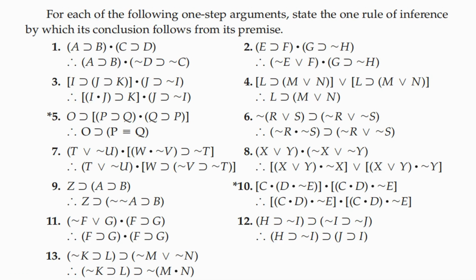Now let's try to solve this exercise. For each of the following one step argument, state the one rule of inference by which its conclusion follows from its premises. So again this is the premise and this is the conclusion. Now if you see premise में A horseshoe B है, A horseshoe B है, कोई भी change नहीं है. But if you see the second case, C horseshoe D and negation D horseshoe negation C.